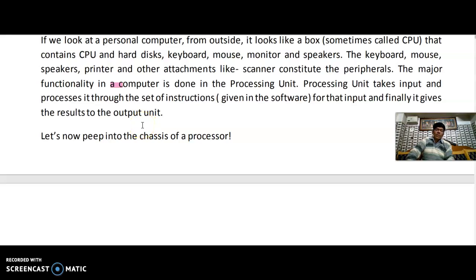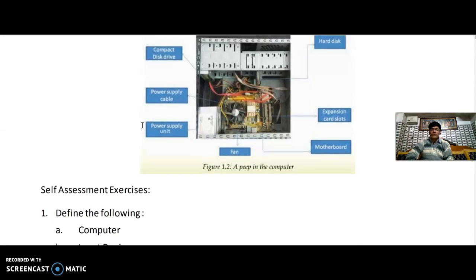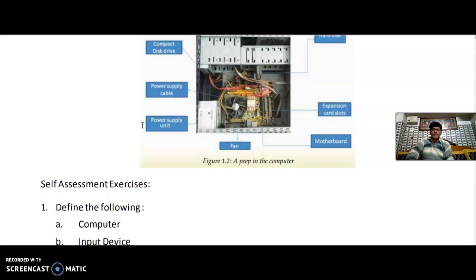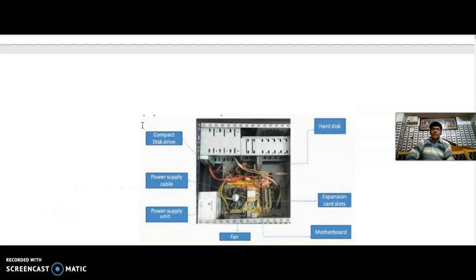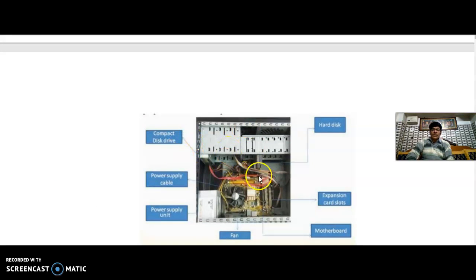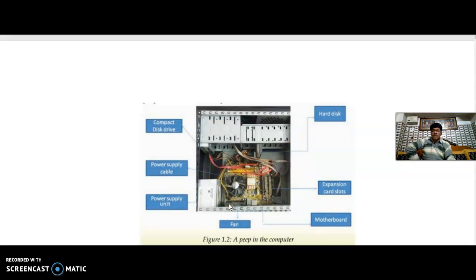So this is all about computer fundamentals. Here some questions are there that you can also see. Here there is a picture of the inside of a computer motherboard. You can see the power supply cable is there, the power supply is there, the fan is there, expansion card slots are there. This is what you call the motherboard. Here the hard disk is there. So all things are there.